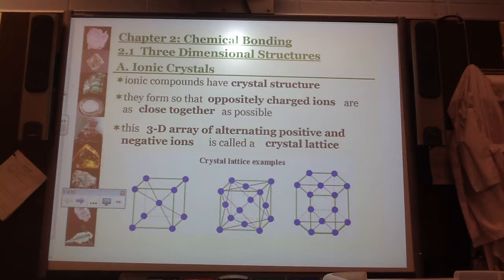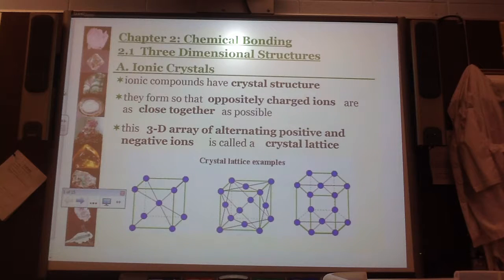So ionic compounds have crystal structure. They form so that oppositely charged ions are as close together as possible. This 3D array of alternating positive and negative ions is called a crystal lattice.